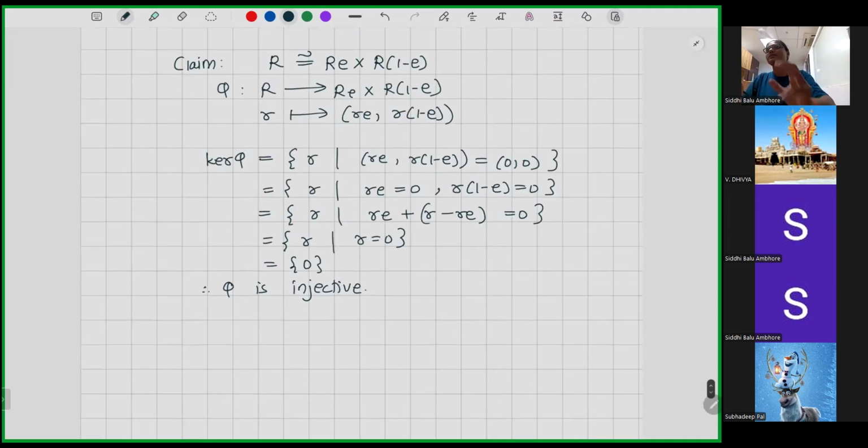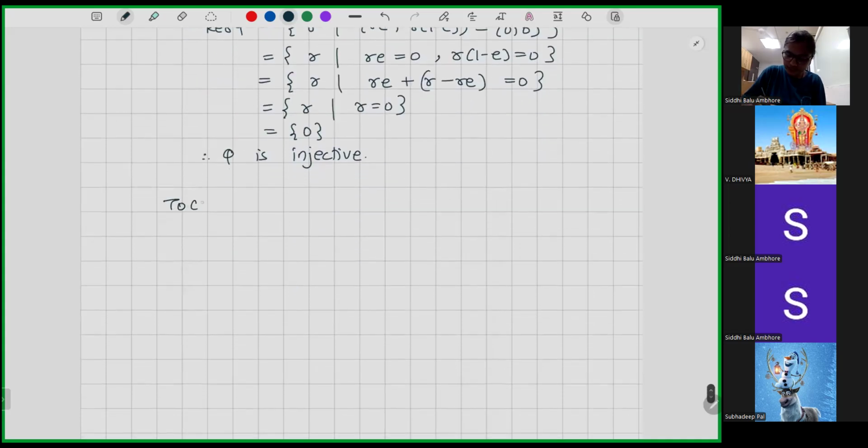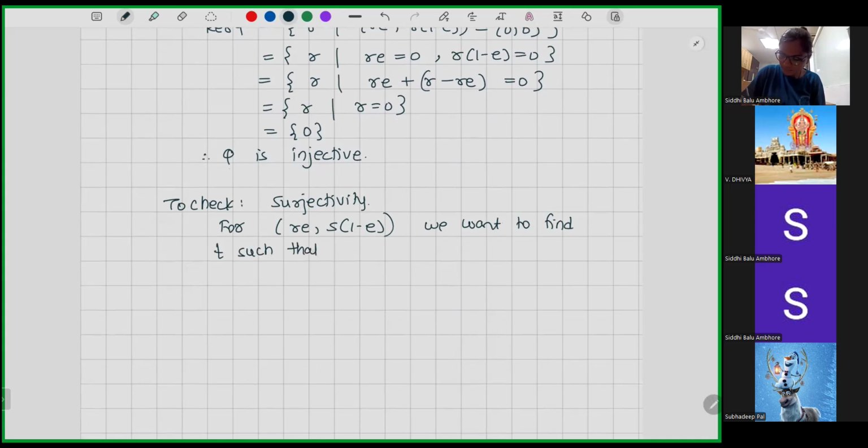Can you tell me about surjectivity? What element of R? So to check surjectivity for (Re, S(1-e)), we want to find T such that this phi of T is (Re, S(1-e)). Can you give me this element? What will this T be? Any cases for this T?